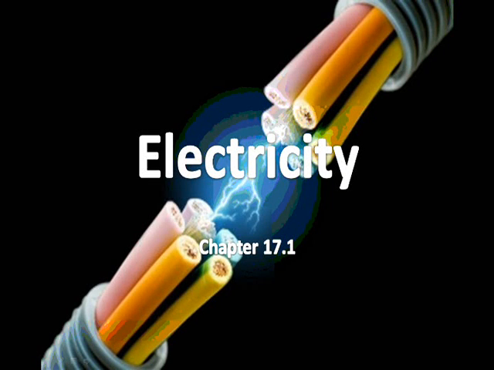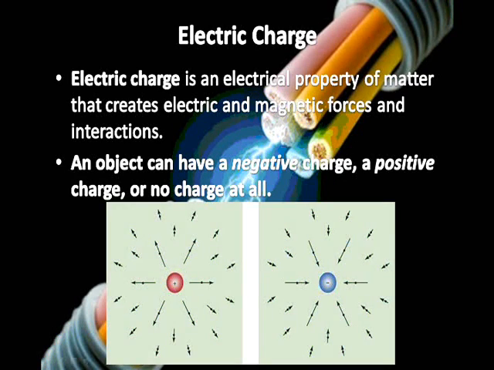Okay, let's go ahead and get started with electricity. This is our last unit. Electricity and magnetism is our last unit in physical science, so I know you're eager to go ahead and get it finished. Now, first thing we're going to talk about is electric charge.